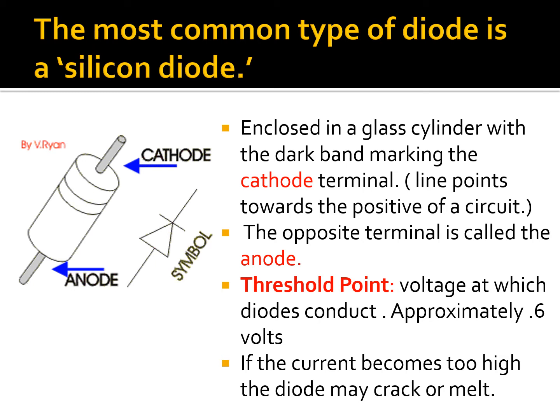The most common type of diode is a silicon diode. It's enclosed in a glass cylinder with a dark band marking the cathode terminal. The line points towards the positive of a circuit. The opposite terminal is called the anode. The threshold point is the voltage at which diodes conduct, approximately 0.6 volts. If the current becomes too high, the diode may crack or melt.